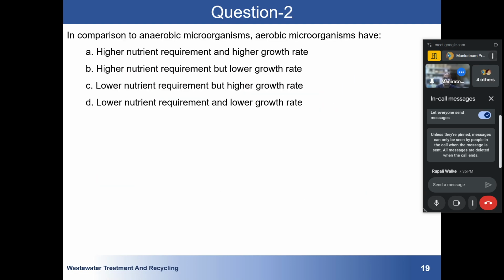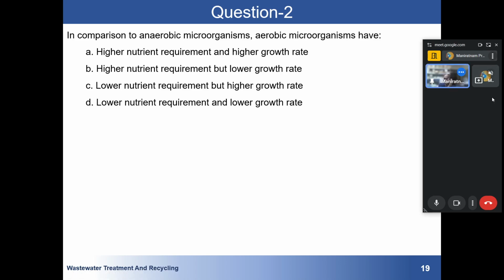Coming to the second question: in comparison to anaerobic microorganisms, which do not require oxygen or live in the absence of oxygen, aerobic microorganisms have... You have four options. You have to choose. I request everyone to participate.